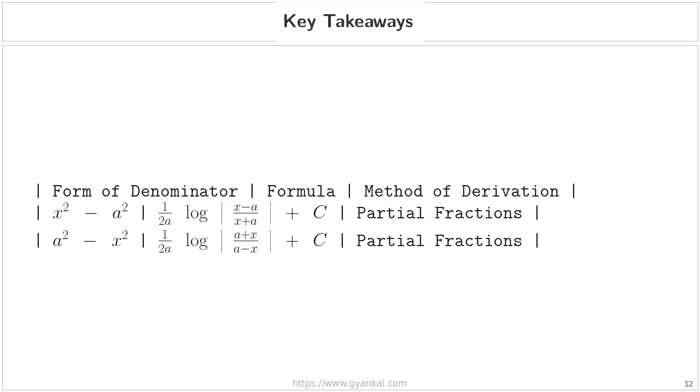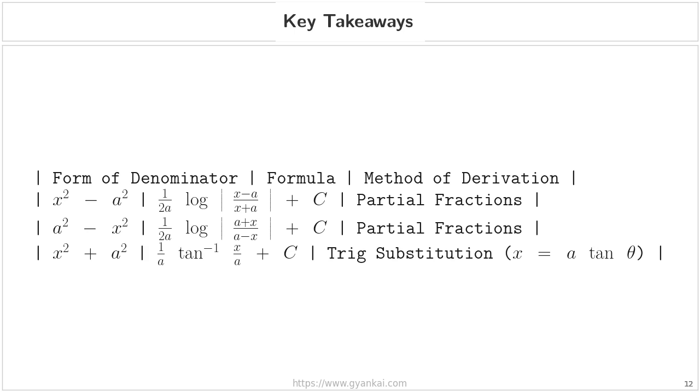Next, if the denominator is a squared minus x squared, the integral becomes 1 over 2a, multiplied by the natural logarithm of the absolute value of a plus x divided by a minus x. Again, plus our constant. Notice the slight difference in the logarithmic argument compared to the previous case. This is crucial, and we also derived this using partial fractions, as shown on slides 5 through 7.